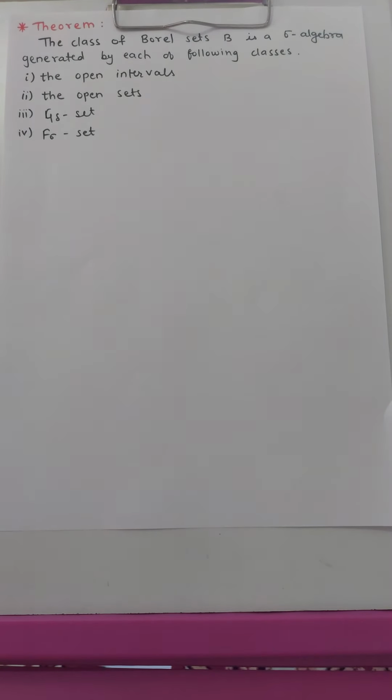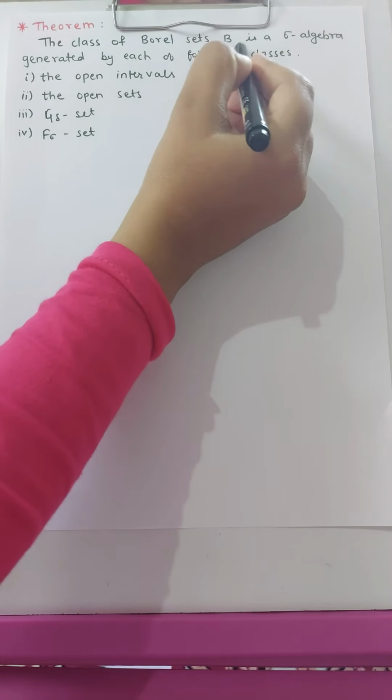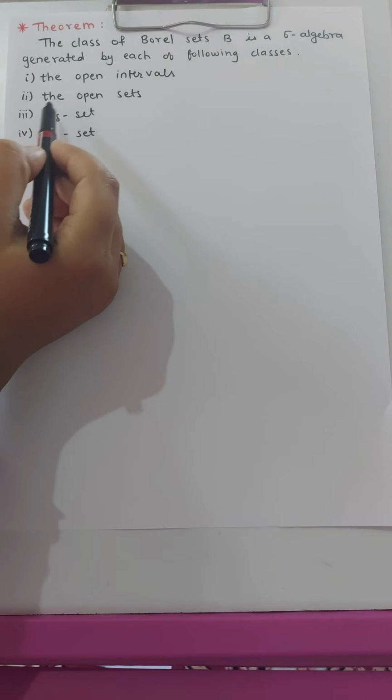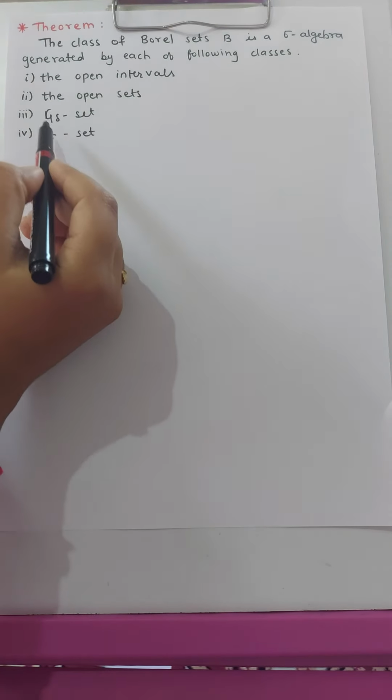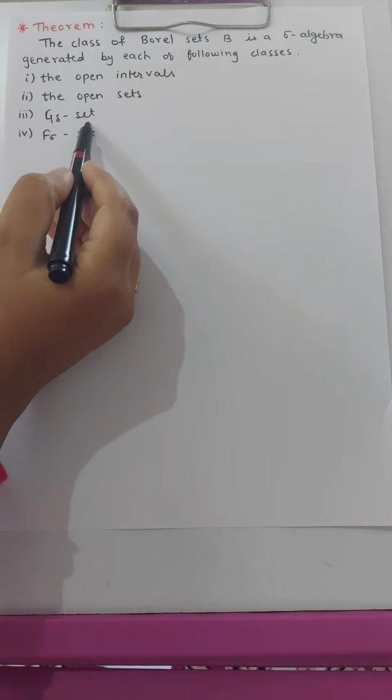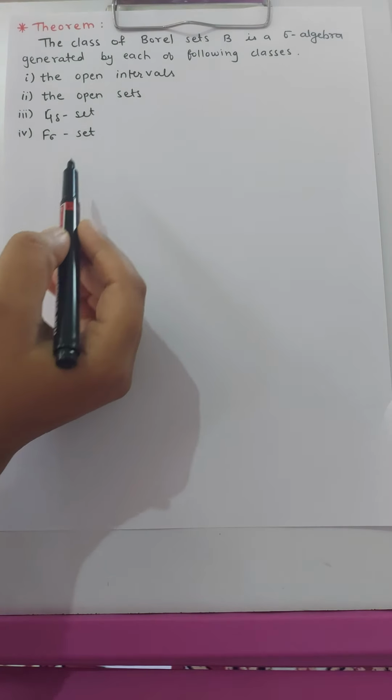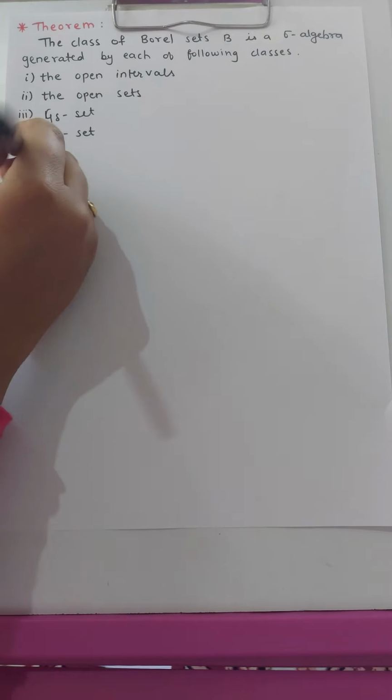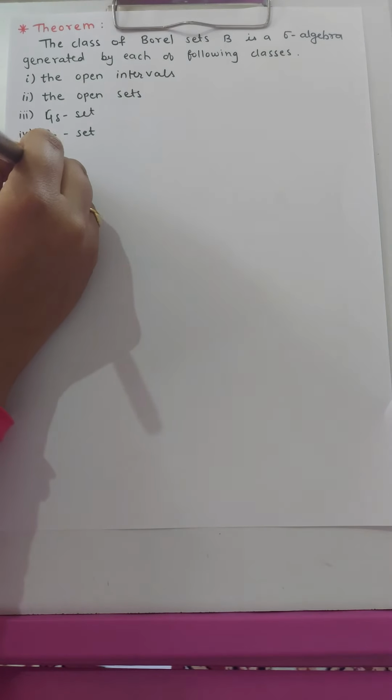So the next theorem is, we have to prove that the class of Borel sets B is a sigma algebra generated by each of the following classes. First is the open interval, then the open sets, third one is G delta set, and fourth one is F sigma set. So let's start with the proof.